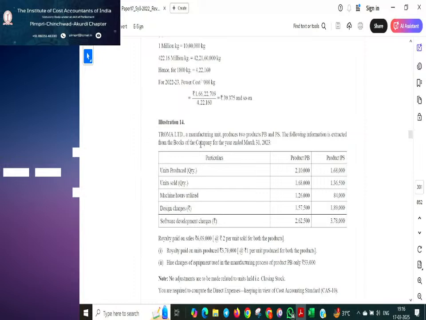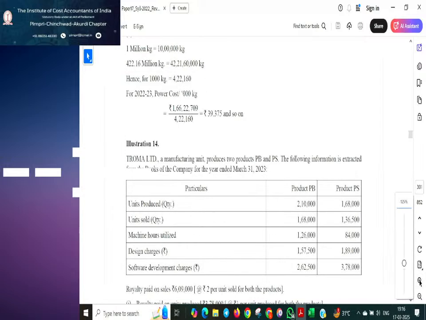T Limited, a manufacturing unit, produces two products, PB and PS. The following information is extracted from the books of the company. Units produced in quantity is 2,10,000 and 1,68,000. Units sold is 1,68,000 and 1,36,500. Machine hours utilized is 1,26,000 and 84,000. Design charges 1,57,500, 1,89,000. Software development charges is 2,62,500 and 3,78,000.